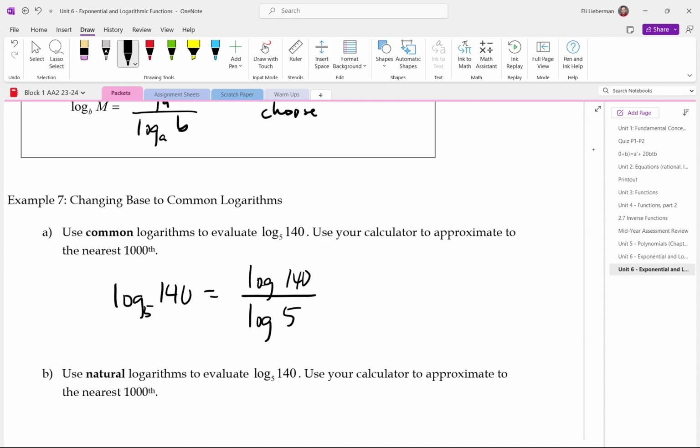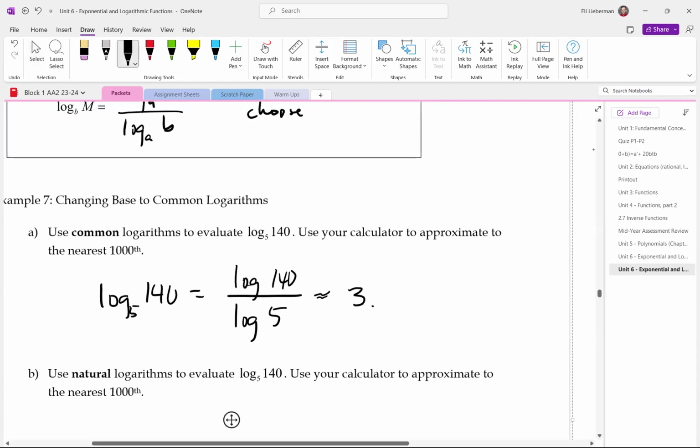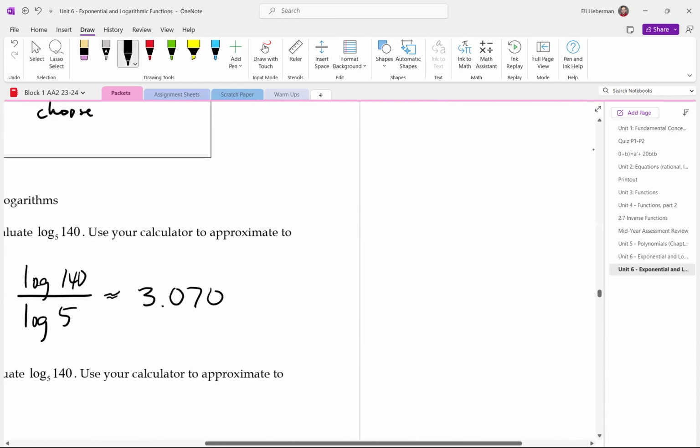Well, let's check. Log 140 over log of 5. Would you please check in your calculator a decimal approximation for that? 3.07. I want 4 digits. 3.07 something. Let's do 3 more. 415.